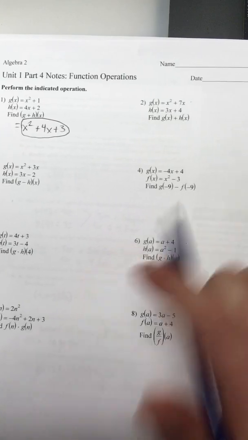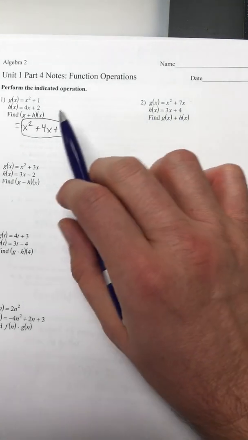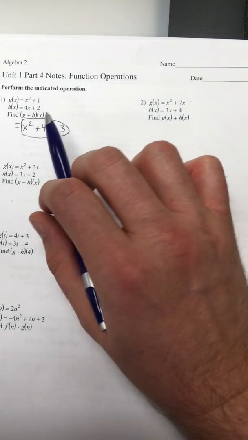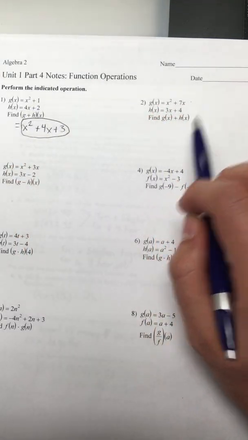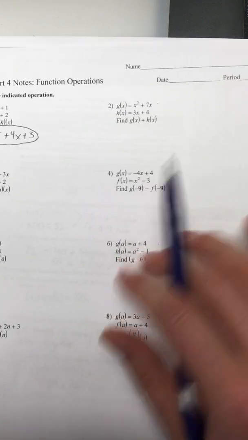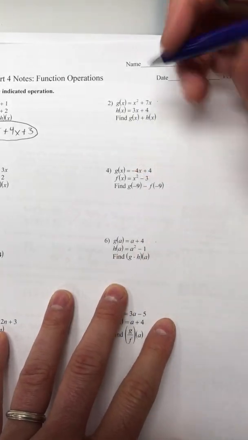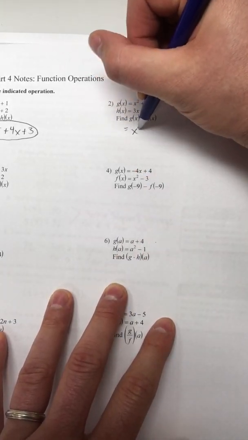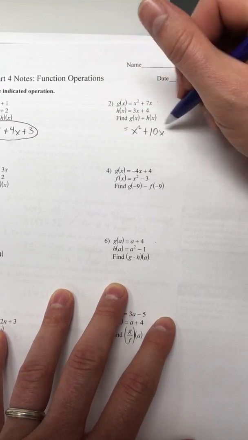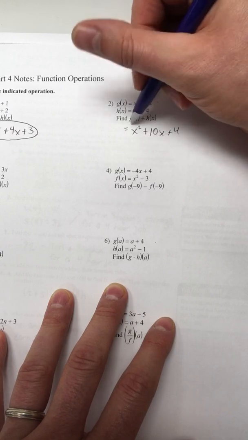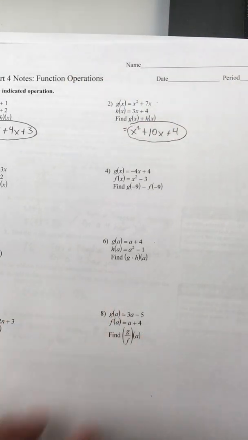Now, problem number 2. Wait, this is written different. This and this are asking us to do the same thing, all right? Whether it's g plus h of x or whether it's g of x plus h of x, it still just means add them together. So again, combine like terms. Nothing to combine with x squared. Let's see, I have a 7x and a 3x. I can combine, make that 10x. And then there's nothing to combine with the 4. So that's just going to be a plus 4 at the end. Easy.